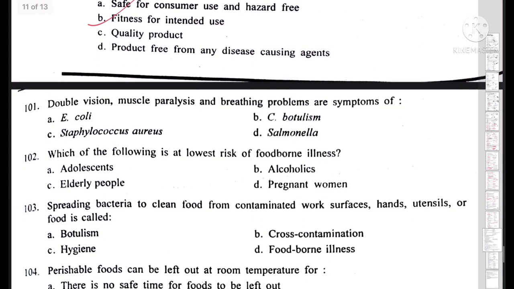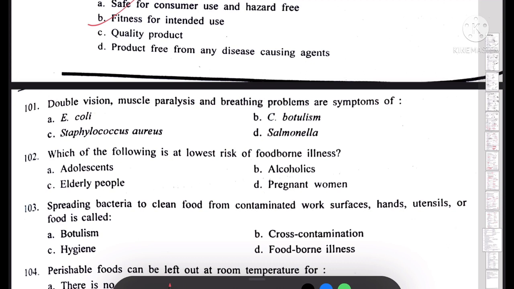Next, double vision, muscle paralysis, and breathing problems are symptoms of E. coli, C. botulism, Staphylococcus aureus, or Salmonella. So the correct answer is double vision, muscle paralysis, and breathing problems are symptoms of Clostridium botulism. Okay.